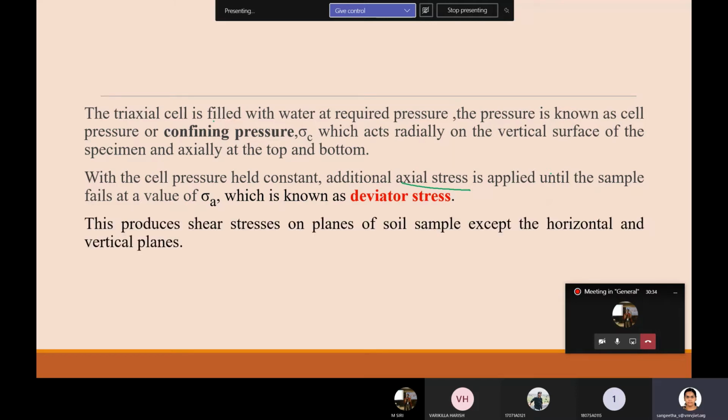That's it. So this produces, as I told you, a shear stress on all the planes of the soil sample except the vertical plane and the horizontal plane. So except these planes, on all other planes there will be a shear stress. In whichever direction you take, there will be a shear stress except in the vertical and horizontal directions, right?